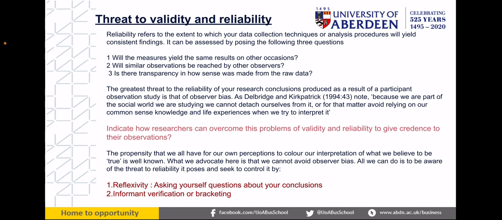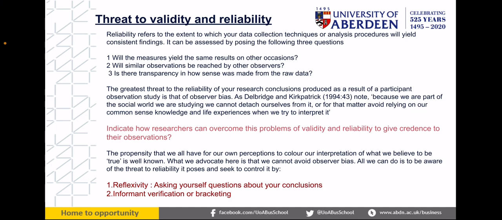So one of the questions someone may ask is, how can you overcome the problems of validity and reliability to give credence to observations? Of course, for validity, it's history and maturation. For reliability, the propensity for you to be able to remove your bias or to remove color from interpretations can be done through reflexivity. Reflexivity is that self-introspection, whereby you are trying to remove any form of bias, and you're trying to report the data fairly and as accurately as possible.